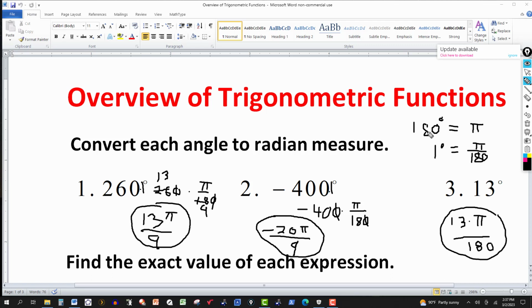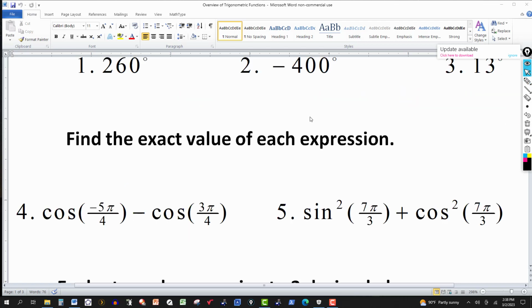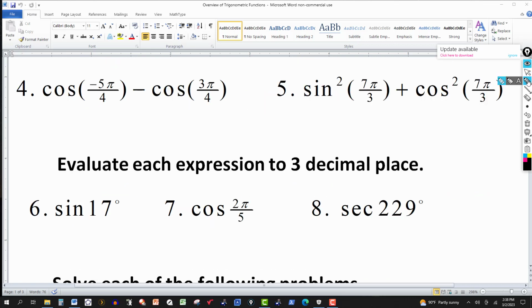And of course, keep in mind that 180 degrees equals pi radians. If I divide through by pi, I can say 1 radian would equal 180 degrees over pi. So if you have the measurement in radian measure and you want it in degrees, you just multiply by 180 degrees over pi and simplify. The next set of problems, I'm going to find the exact value.